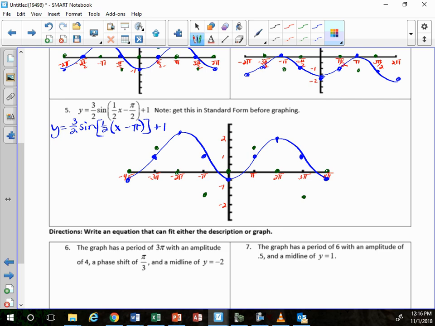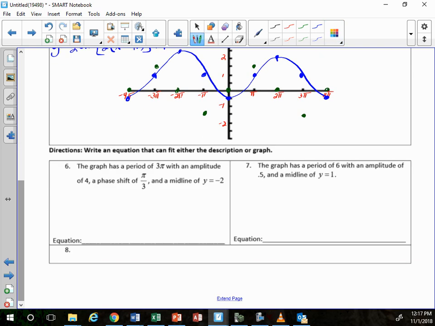All right, guys. Any questions on the graph? Okay, now we're going to go in the other way. You're going to be given the graph or information about the graph. You have to write the equation. I'll do it in less than a minute.